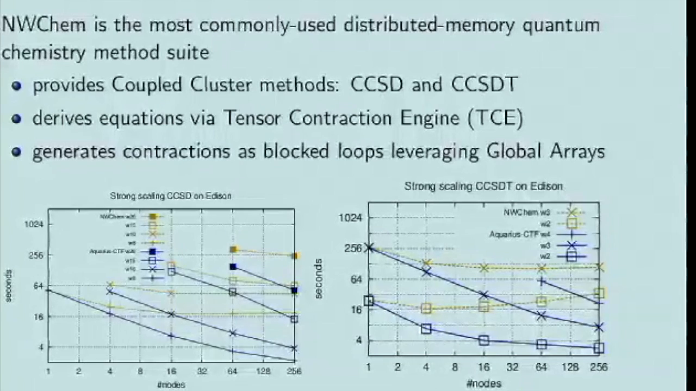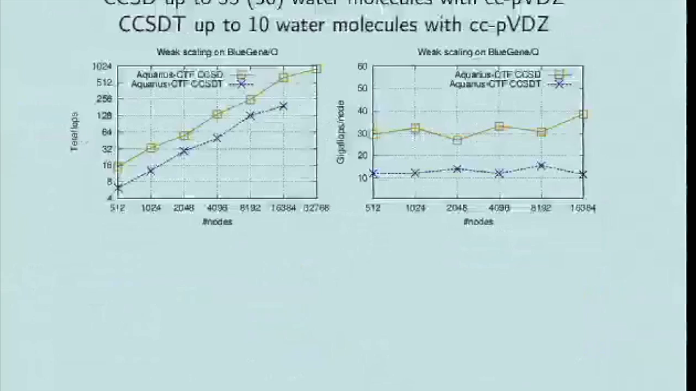The orange lines are NWChem, and we achieve much, much better strong scaling. And as we go to bigger problems, so kind of going across the lines, we also achieve better performance, and we are also more memory scalable. This is for the CCSD method, so order 4 tensors. This is for CCSD(T), so involving also order 6 tensors.